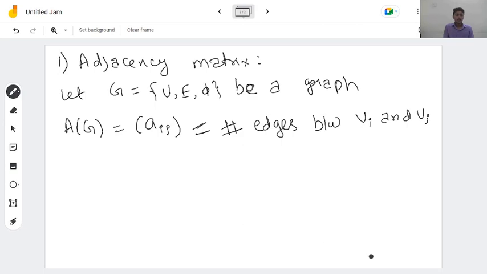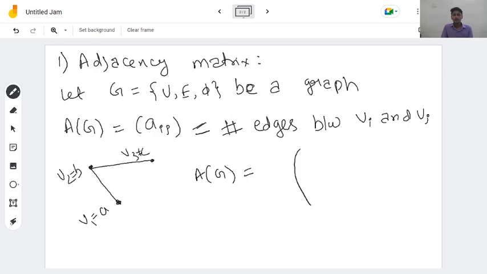Okay, so Aij denotes the number of edges between Vi and Vj. So let's see an example. Let's take this to be our graph G, A, B and C, or you can call it V1, V2 or V3. So what will be the adjacency matrix? We will write V1, V2 and V3 here, and for the columns also V1, V2 and V3.